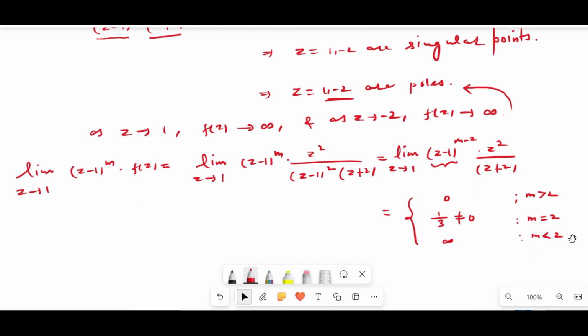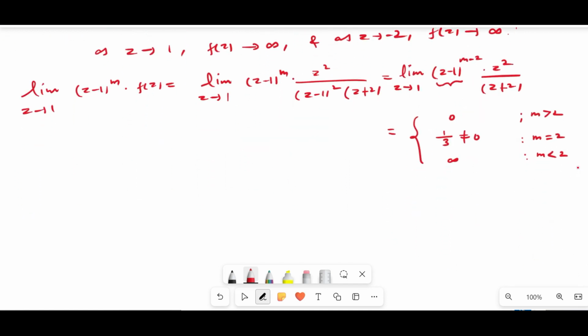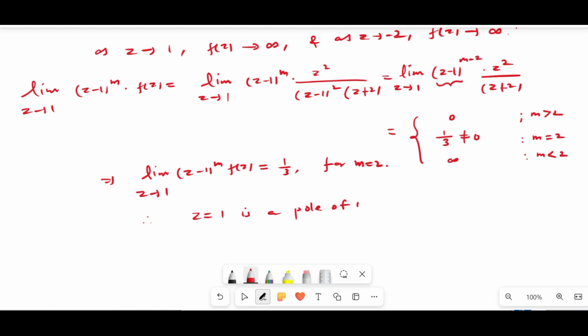So we can say the limit z tending to 1, (z minus 1) to the power m times f of z is equal to 1 by 3 for m equal to 2. Therefore z equal to 1 is a pole of order 2.